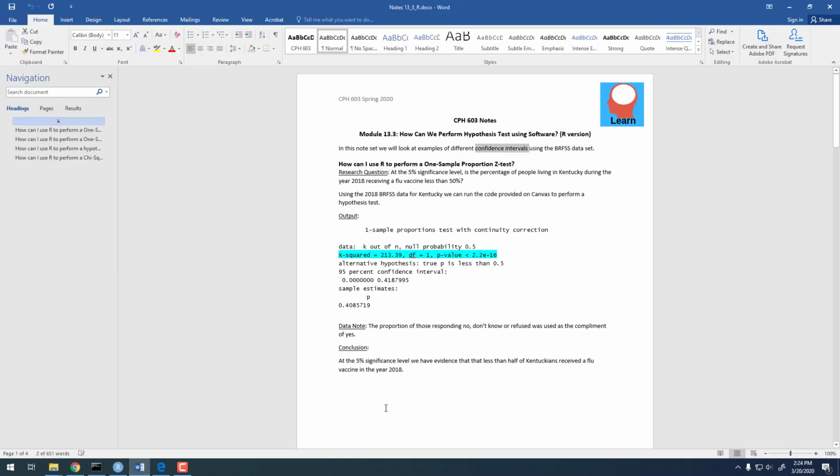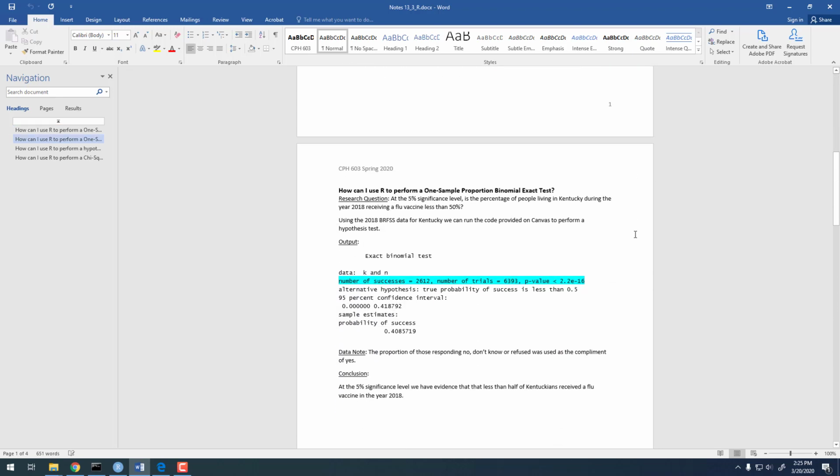So if we go back to our note set, notice I've highlighted that important piece where we get our test statistic and our p-value. I've noted here in the data, I considered those responding no, don't know, or refused as the complement of yes. Again, you could have just done the no's, and then you would need to report that. So in conclusion, since our p-value is very small here, at the 5% significance level, we do have evidence that less than half of Kentuckians received a flu vaccine in the year 2018.